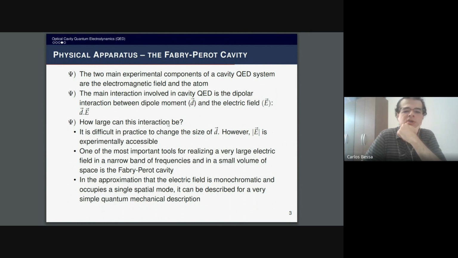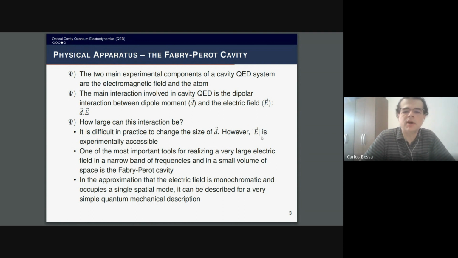So how large can this interaction be? In fact, this will be answered in the next lecture. This is just to give a beginning here. It's difficult in practice to change the size of the dipole moment.